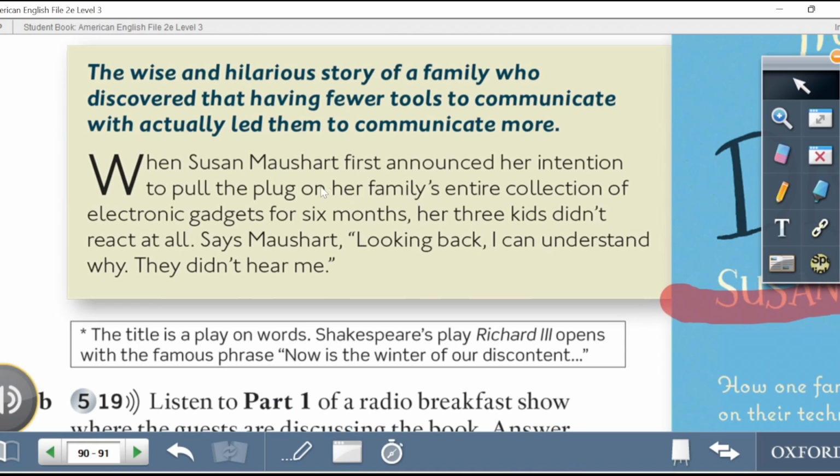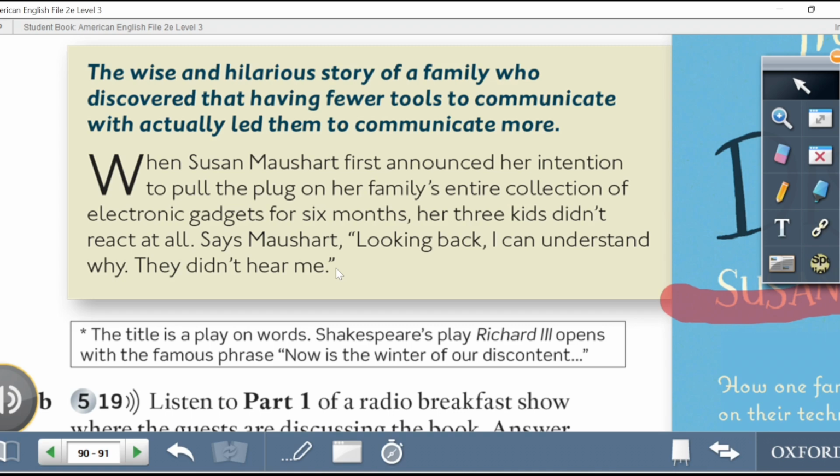When Susan Mosshart first announced her intention to pull the plug on their family's entire collection of electronic gadgets for 6 months, her 3 kids didn't react at all. میگه که وقتی که اومد توضیح داد که بیاد تمام اون دیوایس هاشون رو کنسل بکنن و استفاده نکنن از الکترونیک گجتاشون برای 6 ماه، her 3 kids didn't react at all. اصلا بچه ها هیچ ریاکشنی نشون ندادن.